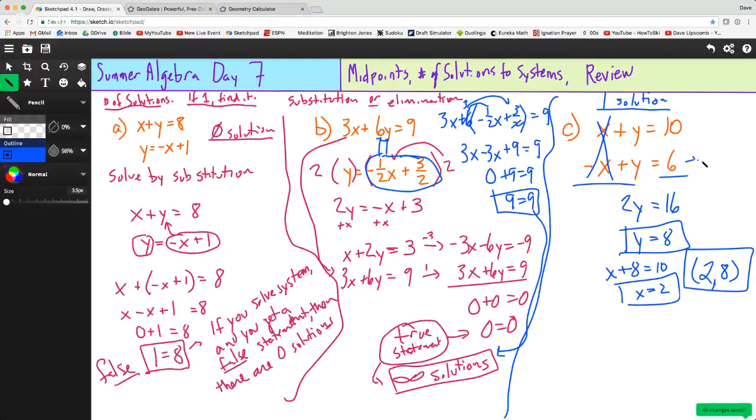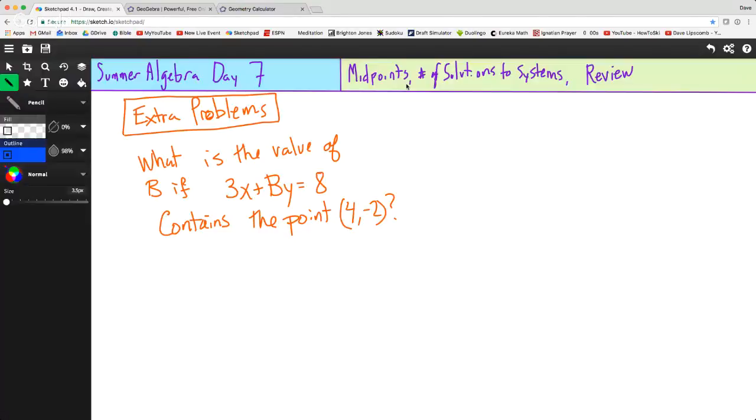And we can check it on this other equation. Negative 2 plus 8 equals 6. 6 equals 6. Check. Good. And there you have it. Oh, we have one more problem, and this might appear on a quiz. Extra problem, bonus for those of you who are watching the video. What is the value of b if this equation contains the point 4, negative 2?